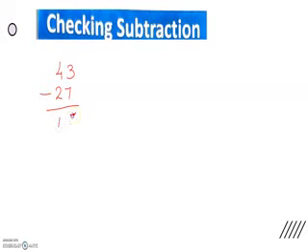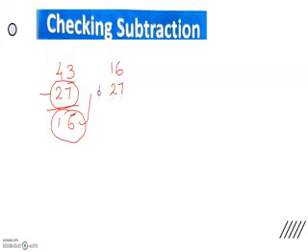You will get 16 as the answer. And if you have any doubt whether this answer is right or not, we can check it. How is it possible? First you have to take this answer 16 and the second number, 27.